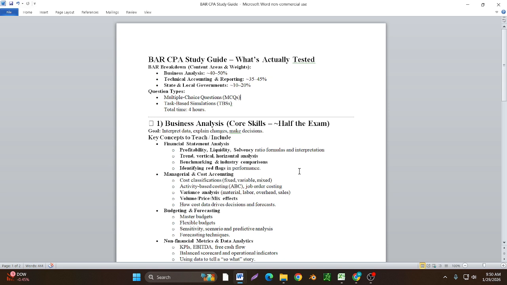So what is the BAR exam? BAR exam is one of the CPA discipline sections of the CPA evolution. You have 4 hours total testing time, multiple choice questions, and task-based simulations. Roughly equal scoring weight between MCQs and simulations. The discipline exams like BAR typically include about 50 MCQs and 7 simulations. And the time limit is still 4 hours, just like the other CPA exams.